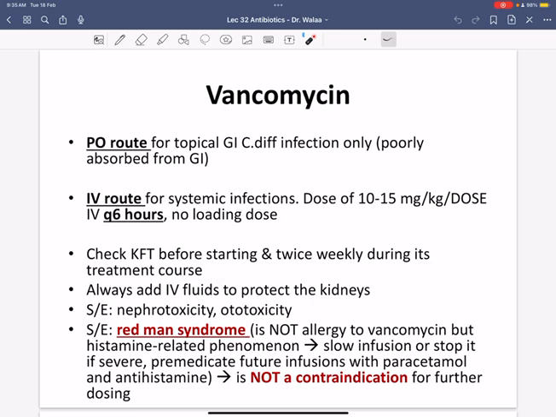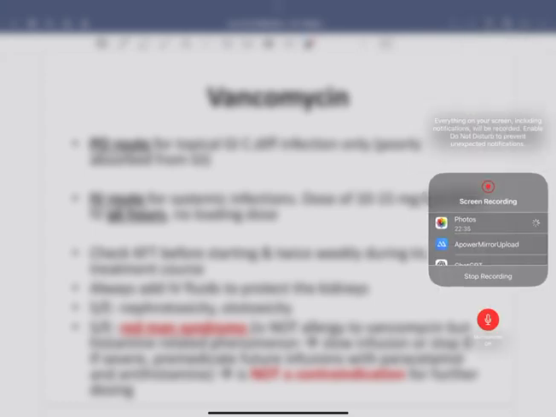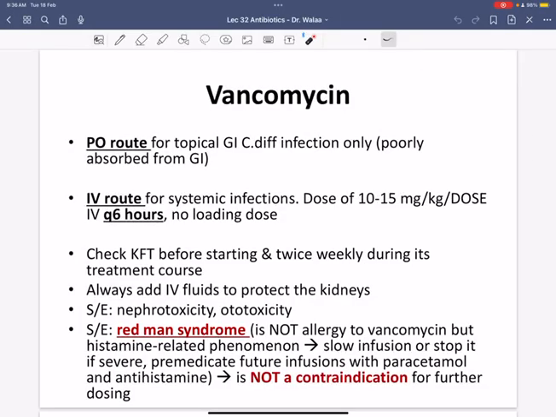Bacterial. Strep pneumo, right? So strep pneumo is the most common cause of bacterial meningitis.